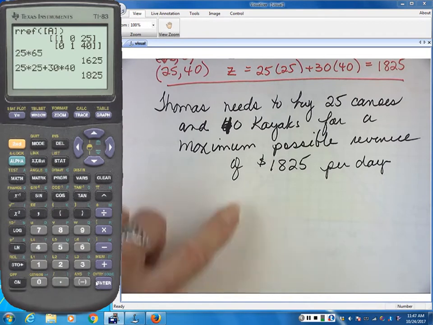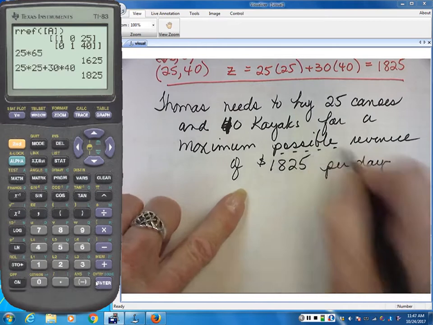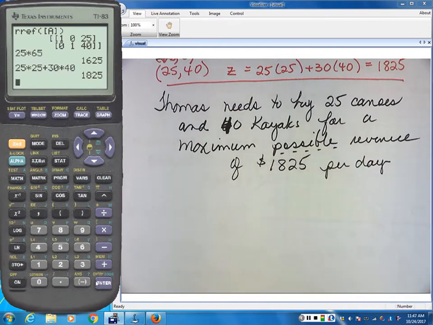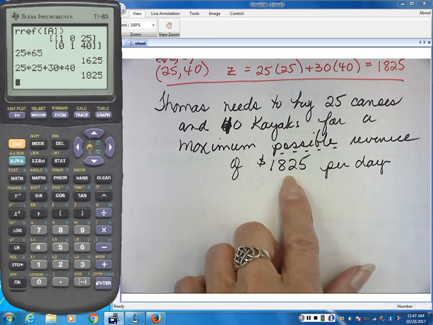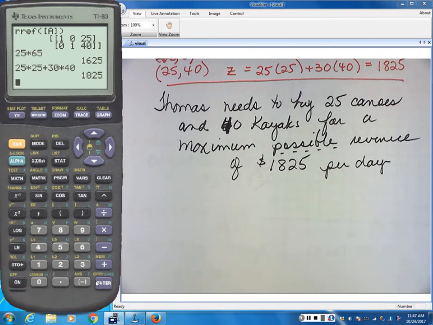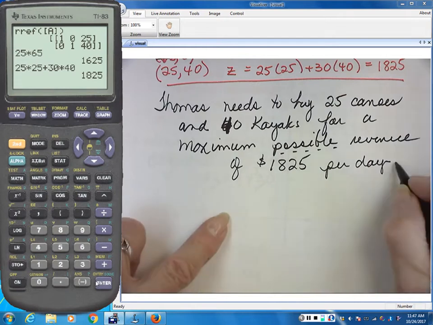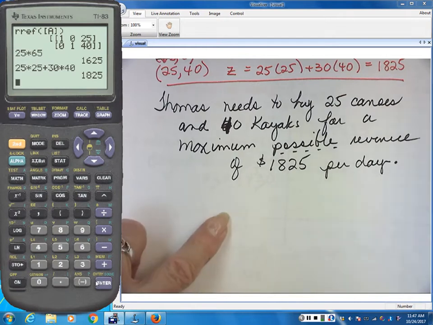Now it's kind of important that you put in its maximum possible, because if he rents out all of his boats, then that's where he makes the most money. He may not rent them all out, but that's still the best way for him to be able to achieve his maximum revenue. Okay? So be sure to write out your answers to these in a sentence.